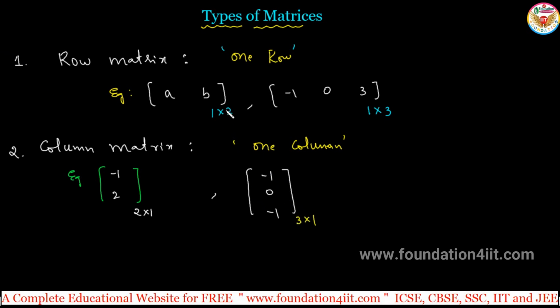Always to write the order of the matrix, you must write rows first, followed by columns. Any matrix order when you're writing, you write the rows followed by columns. So there's only one column, here is only one row. So a matrix which has only one column is called a column matrix. So its order will always have column place as 1. Right. Next one.